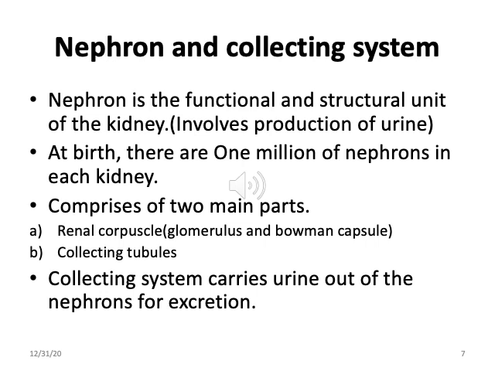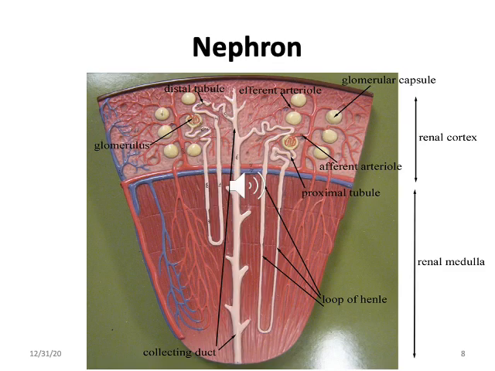As you all know, nephron is the functional and structural unit of the kidney. At birth, there are 1 million nephrons in each kidney. The nephron has two main parts. These are renal corpuscle, which is the combination of glomerulus and the Bowman capsule, and collecting tubules. The collecting system carries urine out of the nephrons for excretion. Nephron is responsible for removing waste from the body.